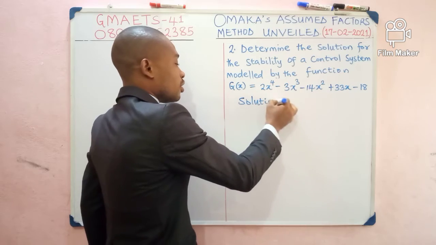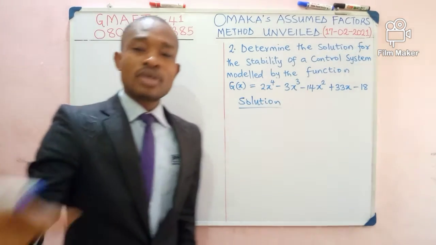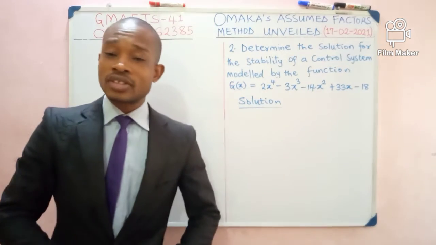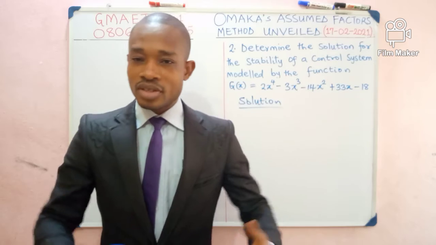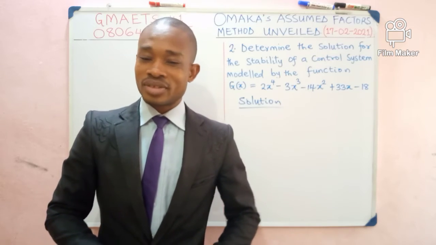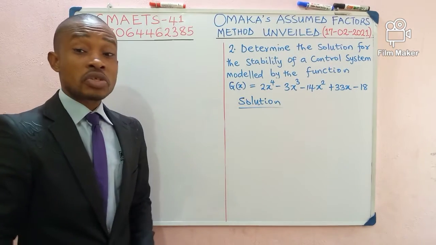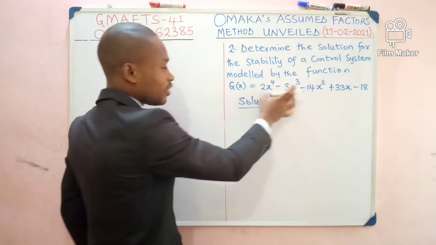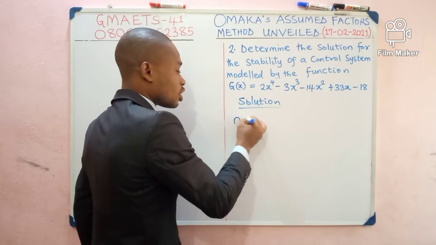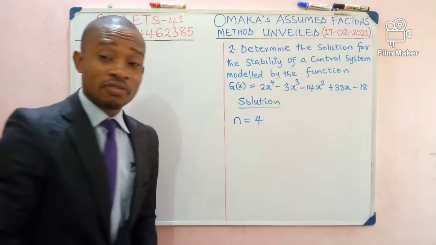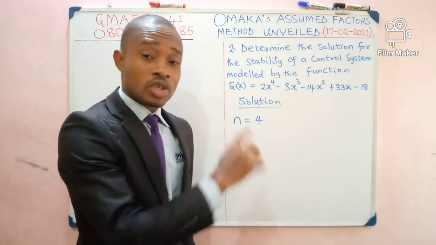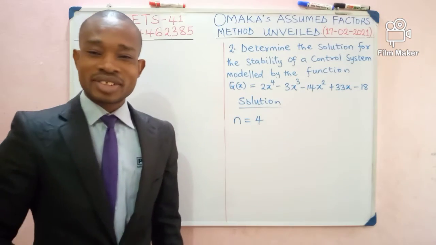Solution. It's important for you to know that a chemical system and even some electrical systems can also be modeled using polynomial equations. Now, how do we apply the OMAKA's assumed factors method to solve this problem? Quickly identify from here that the degree of this polynomial is 4. Therefore, the factors that will solve this problem must be 4 factors.